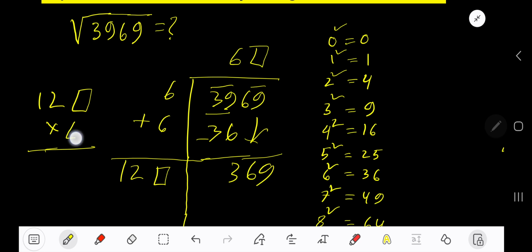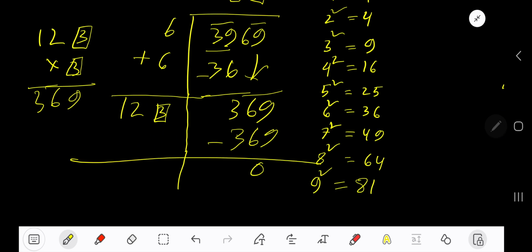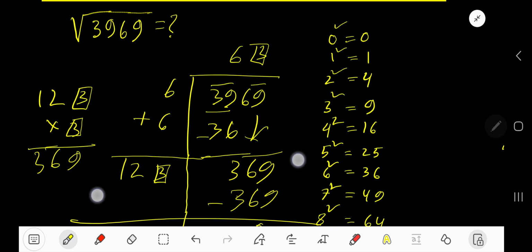This time, if you take 3 here, then what will happen? 3 times 123: 3 times 3, 9. 3 times 2, 6. 3 times 1, 3. So if you take 3 here, then 3 times 123 gives you 369, which is equal. So 3 times 123, 369. Now subtract, 0. As our remainder is 0, we are done.